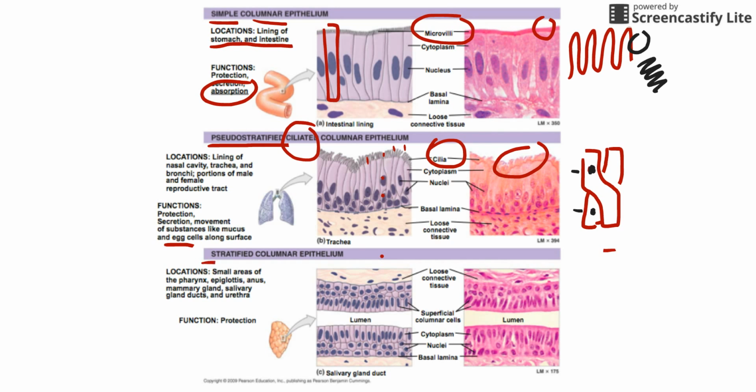All right, final one, stratified, multiple layers, columnar. Okay, right away, you ought to be thinking thick, because columnar cells are pretty thick by themselves, and there's multiple layers, so it's pretty thick, which automatically makes it good at protection, guys. If it's thick, it's there to protect, okay? You don't see it in too many spots, guys, but there's a pretty good list of them over here, okay? You know, the epiglottis, the anus, the mammary gland, but the key is multiple layers, column-shaped, and that it's really good at protection.